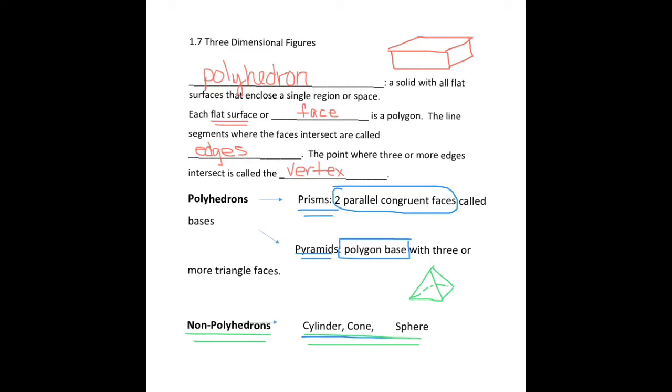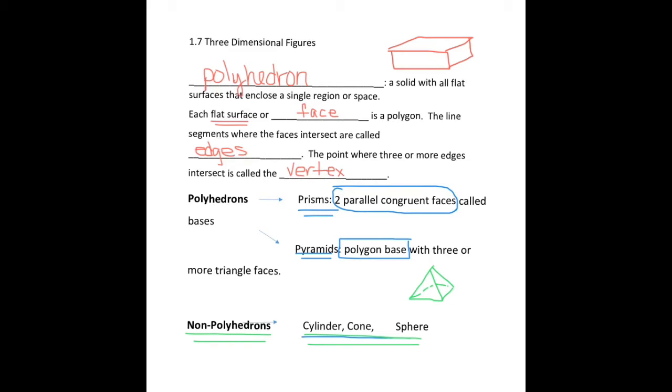So a polyhedron is a solid with all flat surfaces that are enclosed in a single region or space. Each flat surface, so the flat surfaces are called faces, and they're polygons. The line segments where the faces intersect are called edges, and the points where three or more edges intersect is called a vertex. So I've drawn a rectangular prism for you.